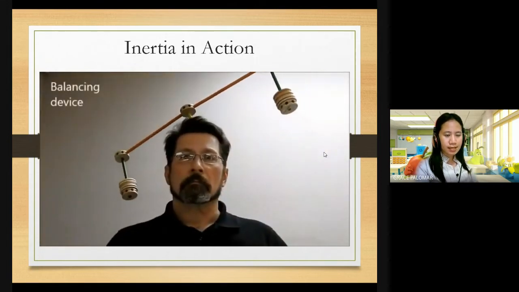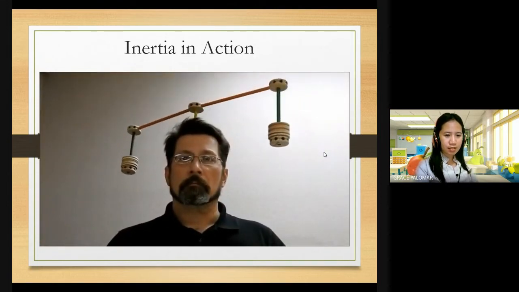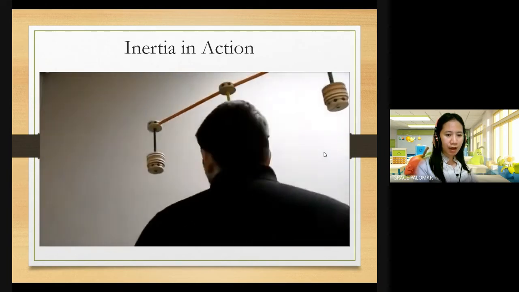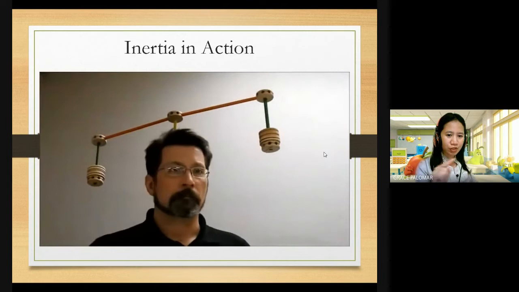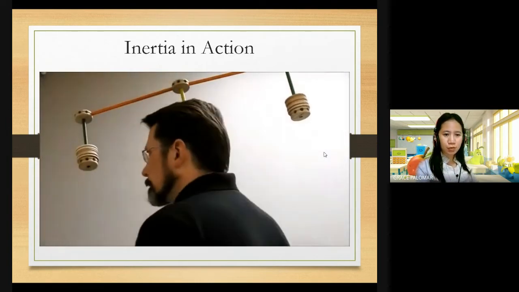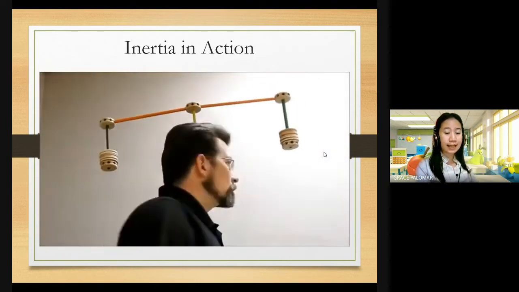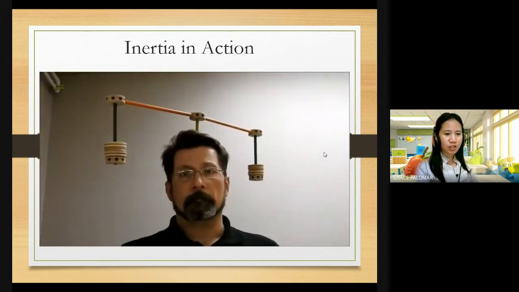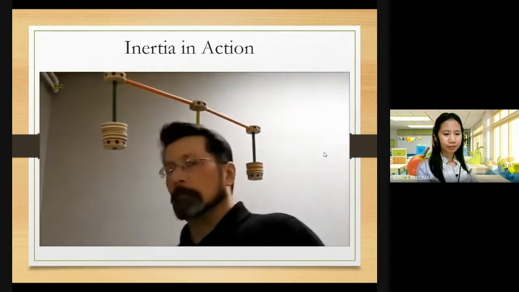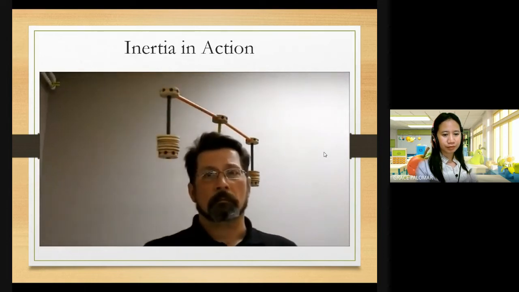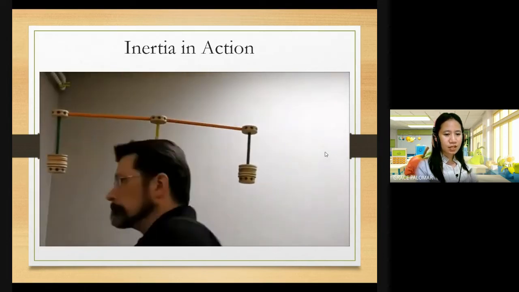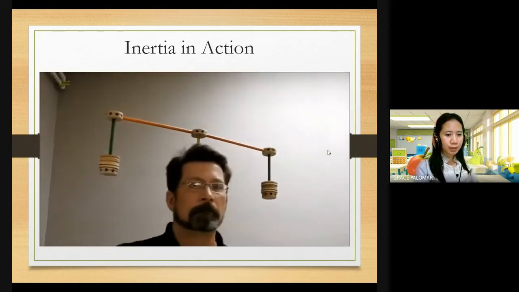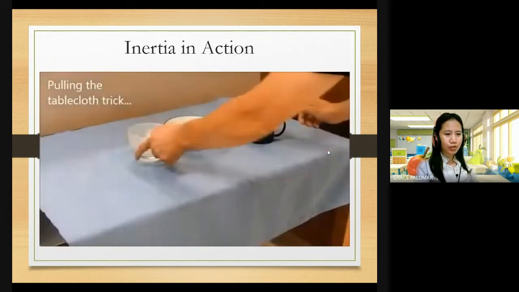And then next is the balancing device. So if you use this balancing device, although this person tries to move, the balancing device will still continue in its position because of inertia. Unless you try to get it, then that's the time that it will be disturbed and cause an unbalanced force.